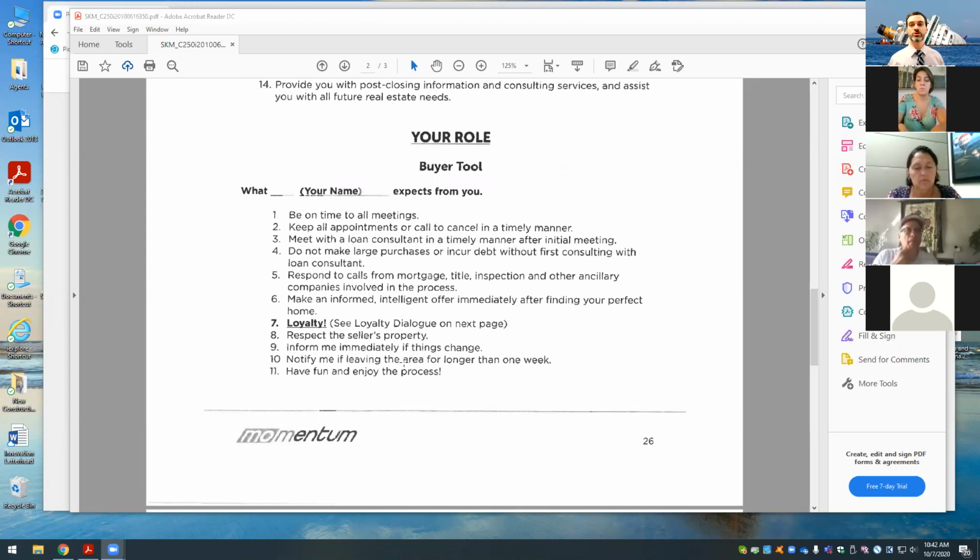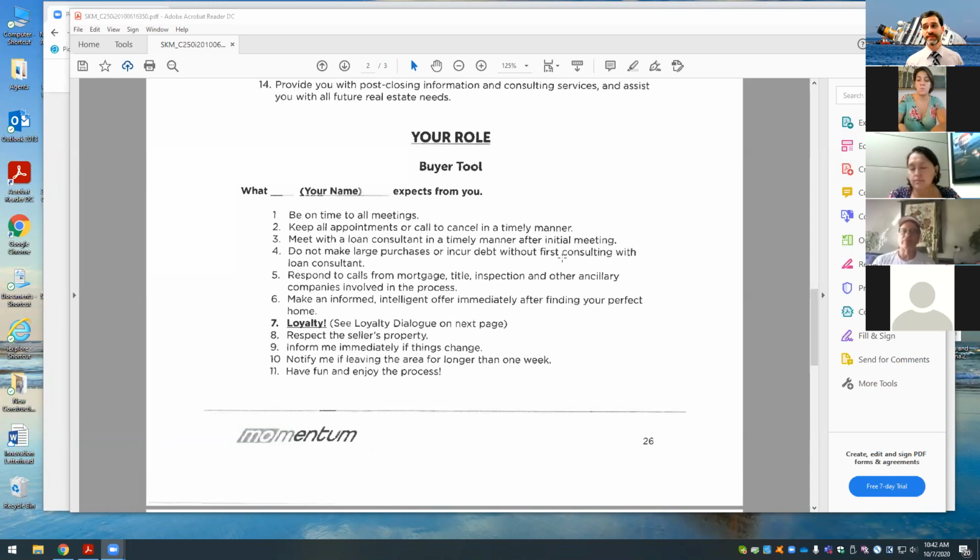Do not make any large purchases that will hurt your debt to income ratio. If you open up a credit card, it changes their debt to income ratio. If they go and buy furniture for the new home that they haven't even bought yet and they have to finance it, that changes their credit. If they buy a car, that changes their credit. This has happened time and time again where the deal is done right before closing because they can no longer afford it. They have to stop all major purchases that hit their cards. They want to respond to mortgage and title companies, inspections, and everything in a timely manner.